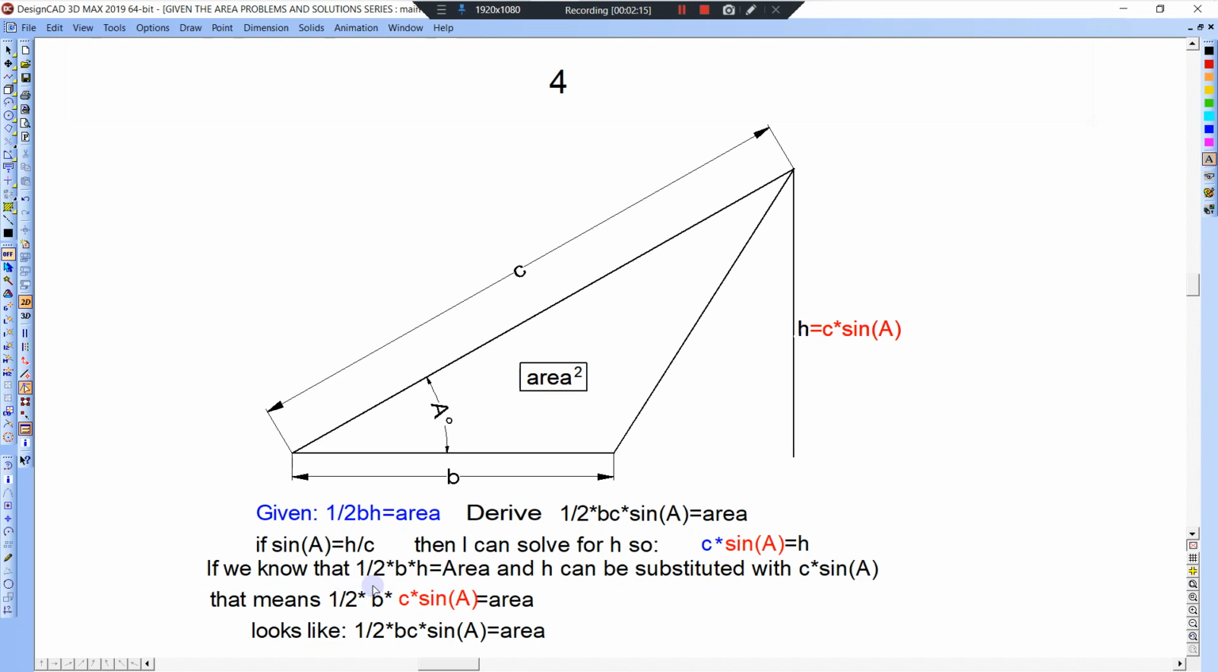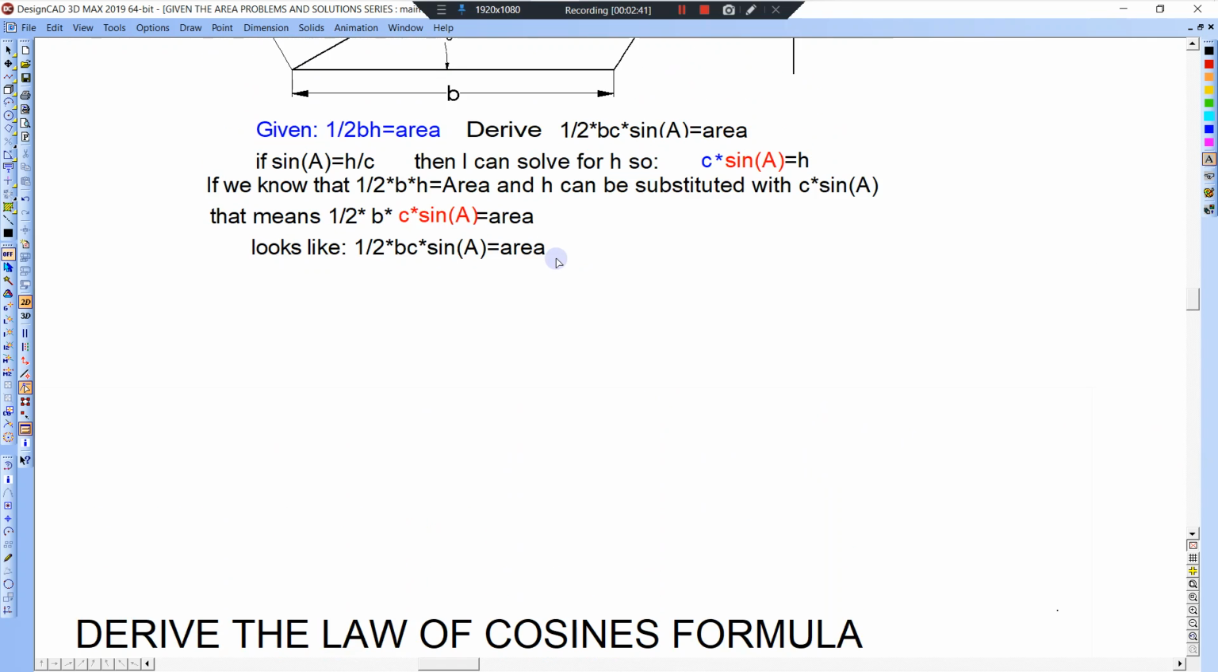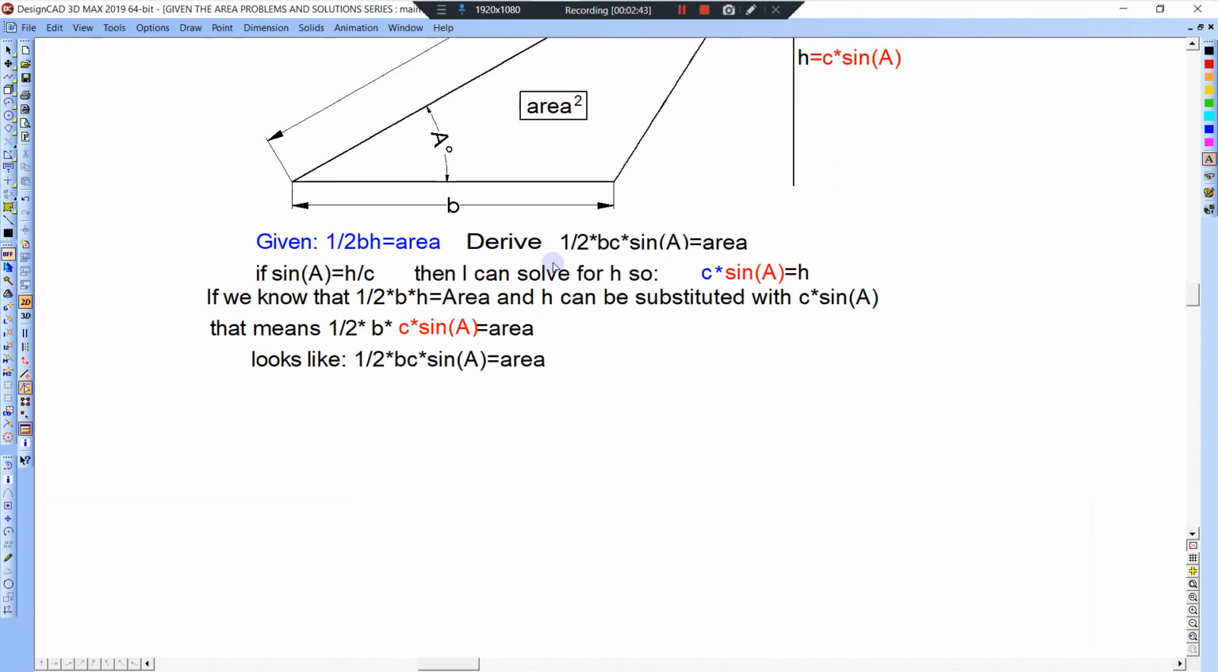So now, we know that 1/2 of b times h is equal to the area, and we can substitute h with c times the sine of a. That leaves us with 1/2 of b times c times sine of a is equal to the area. We just replaced h. So our formula looks like 1/2 of b times c times sine of a is equal to the area. And that's it. That's how you derive the formula. So we're looking pretty good.